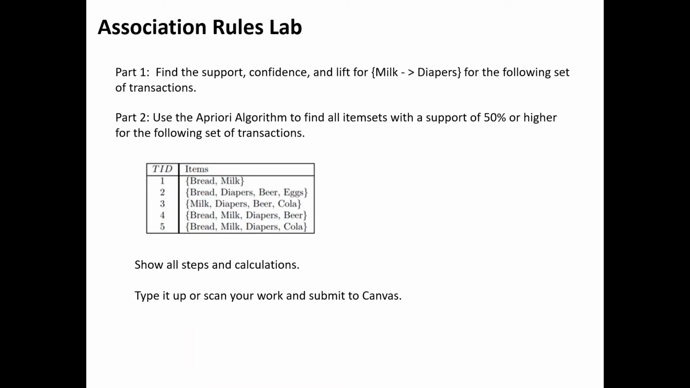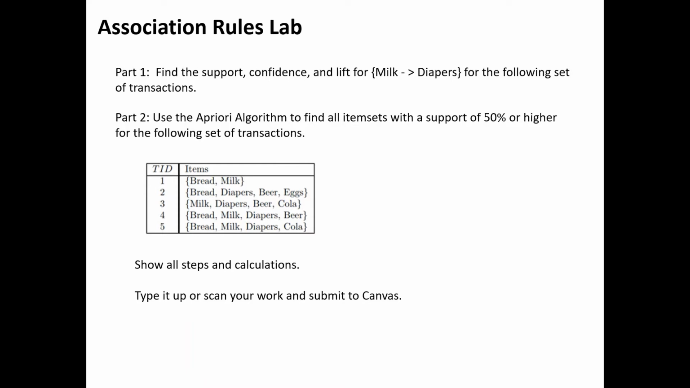as opposed to M and D. Okay. So the first part is to find those measures, and the second part is to use the a priori algorithm to find all of the item sets with a support of 50% or higher. So just like what we did for the in-class activity and my other examples there, use that a priori algorithm and show me item sets with a support of 50% or higher. So go ahead and do that.